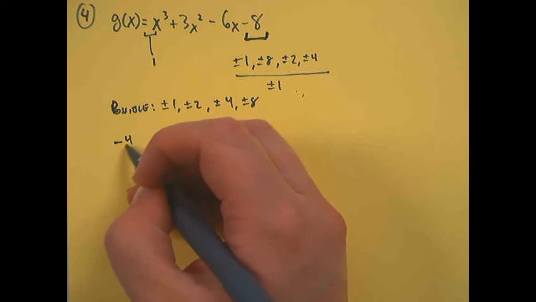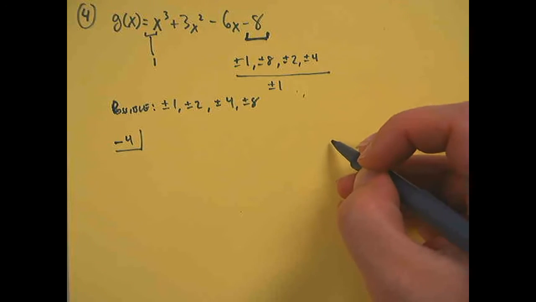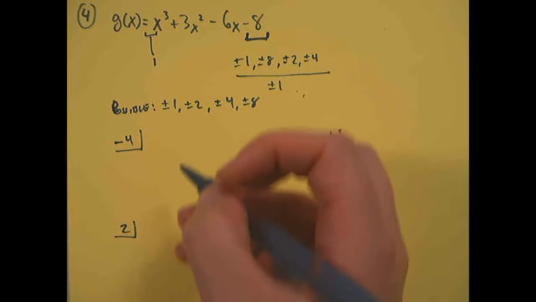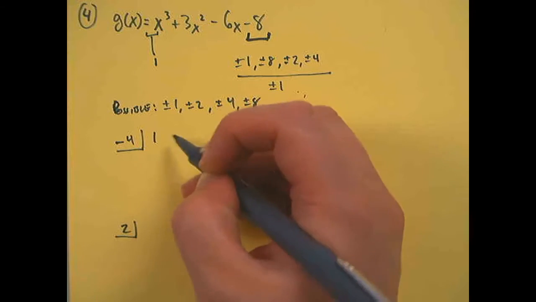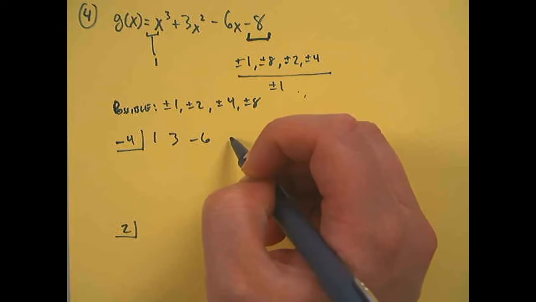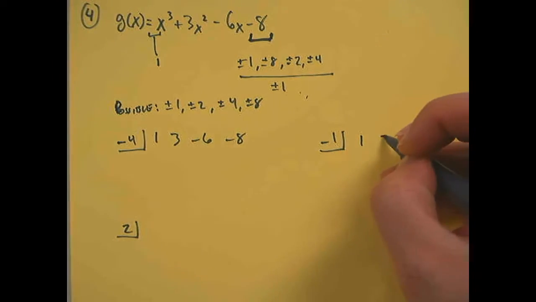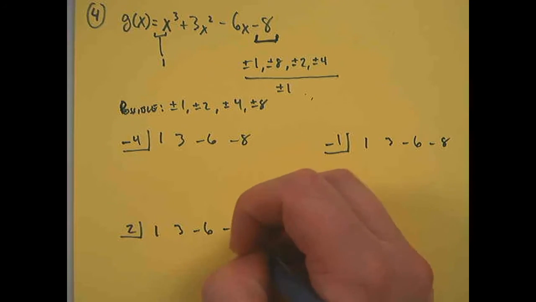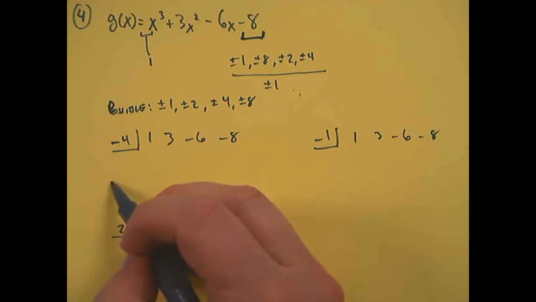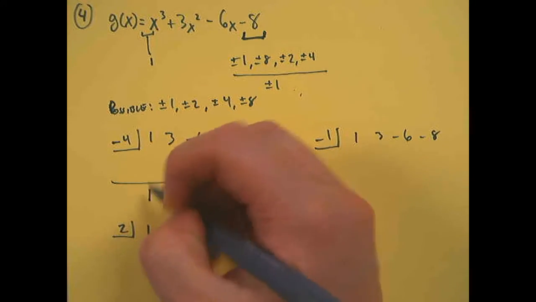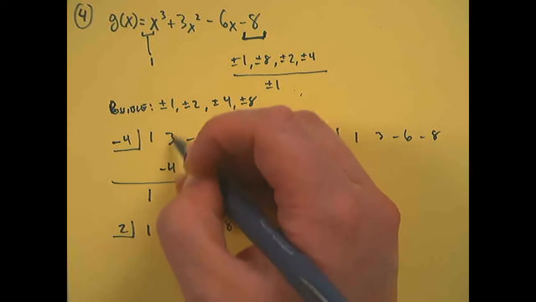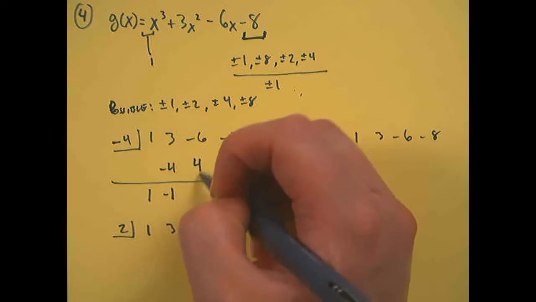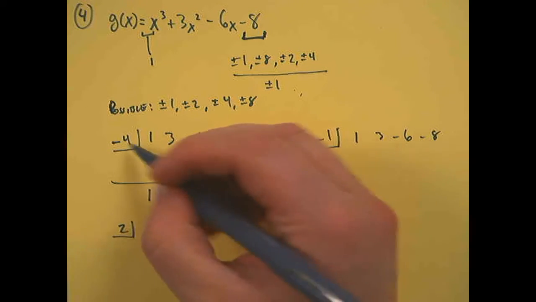So, using synthetic division, I'm going to go through and divide with negative 4, with negative 1, and with 2. And my coefficients are 1, 3, negative 6, and negative 8. All right, so synthetic division, we bring down the 1. 1 times negative 4 is negative 4. Adding, we get negative 1.